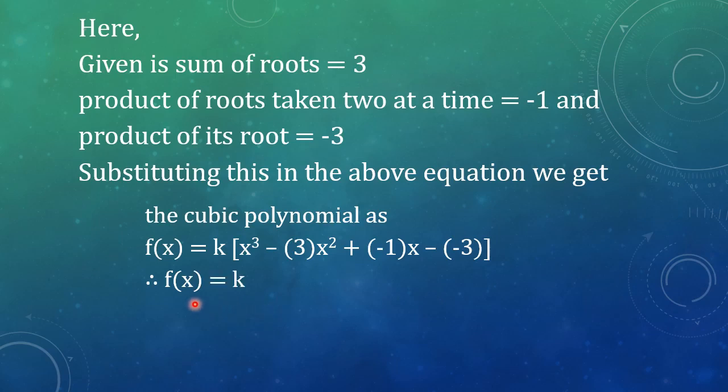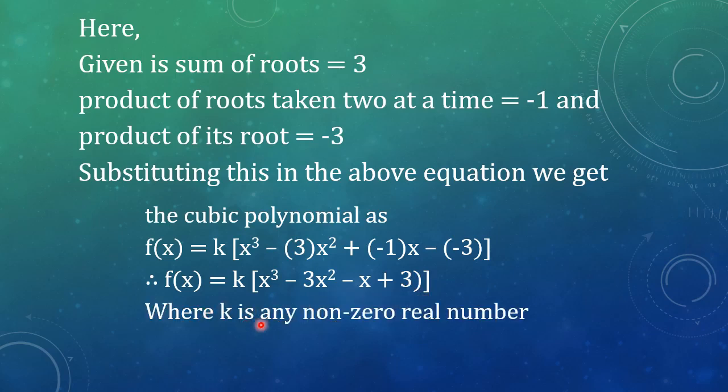Therefore, f of x is equal to k inside the bracket x cube minus 3x square minus x plus 3, where k is any non-zero real number, isn't it?